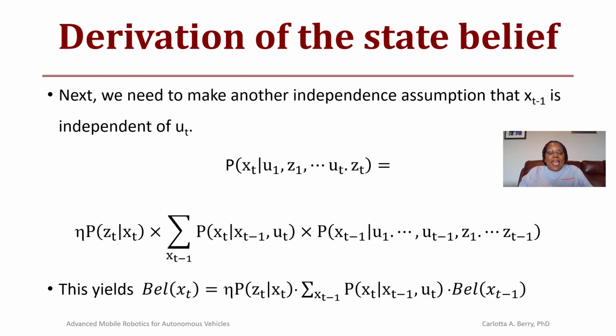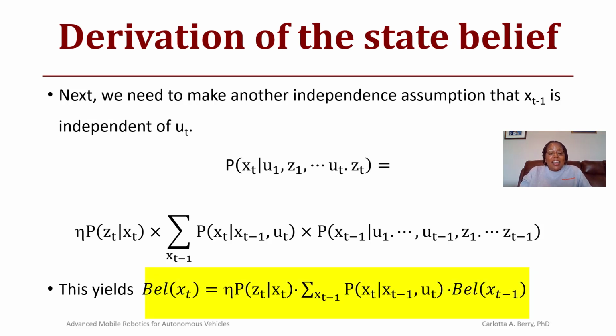And we can write that as eta times the probability of zt given the state xt, so that's the sensor output given the current state, times the summation over all xt-1 of the probability of the current state given the previous state and ut, times the probability of the previous state given the previous controls and the previous measurements. And remember, we can make this assumption because the previous state should not depend on the current input, because that would be looking into the future and it hasn't happened yet.